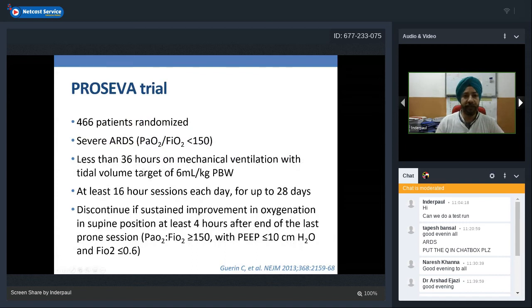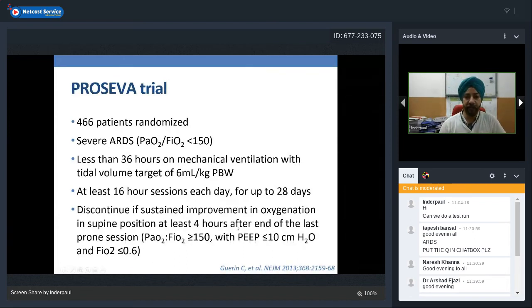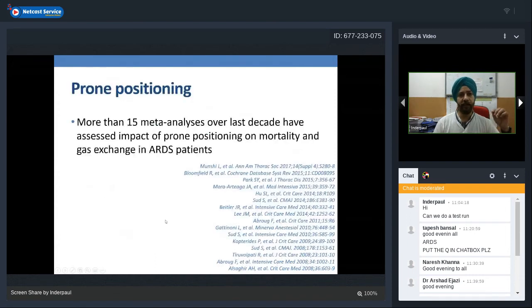What they did, they proned all patients with moderate-to-severe ARDS, defined as a P/F ratio of less than 150, and patients were included within 36 hours. So early in their disease they were included, and they gave proning sessions for about 16 hours each day. So it was not a prone session for 4 hours, 6 hours as in previous trials. So they gave prolonged proning sessions, and they discontinued proning if there was improvement in oxygenation for at least 4 hours. And they showed that there was benefit in the survival and the reduction in the number of hospital days.